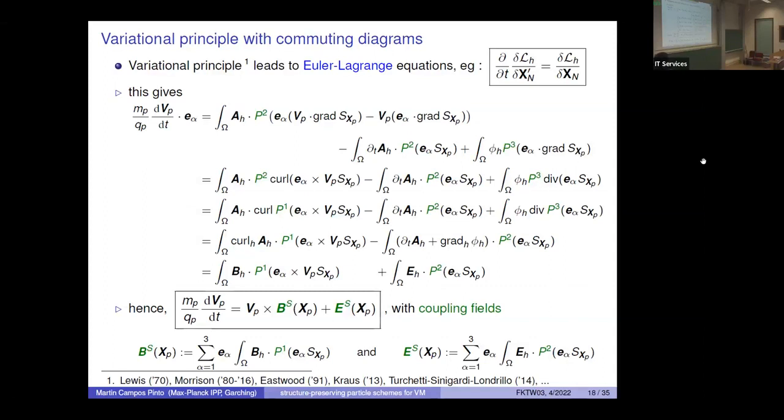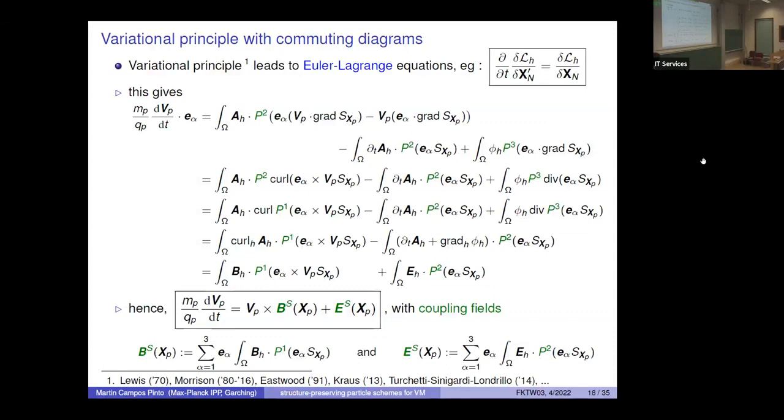And here you only play with the commuting projection operators. So here there is a typo. This should be P2. When you commute P3 and divergence, you should have P2 here. So it's a good pedagogical example. And then you gather the terms, and what you have at the end is essentially the discrete magnetic field taken as a product against this.